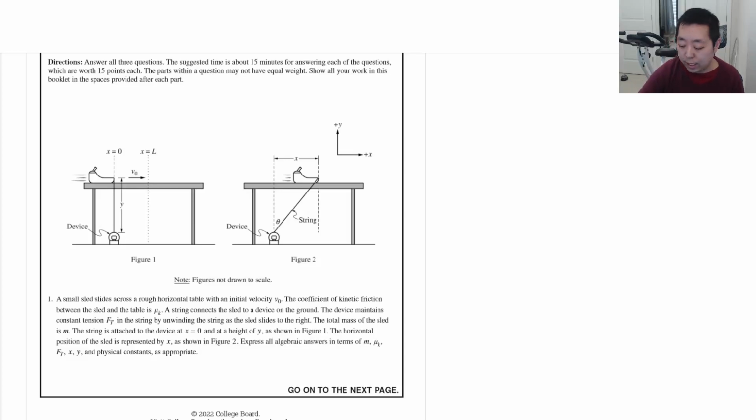All right, now we're looking at the set 2 AP Physics C Mechanics free response questions. As usual, if there's any corrections, I'll put it in the pinned comment below.